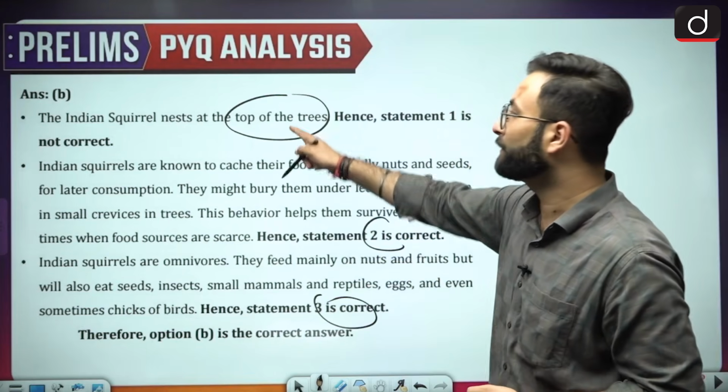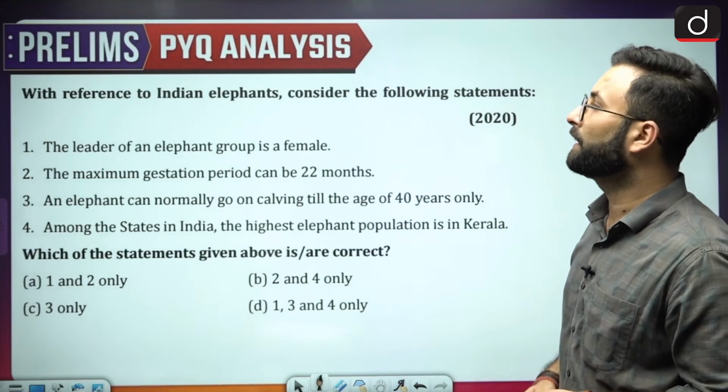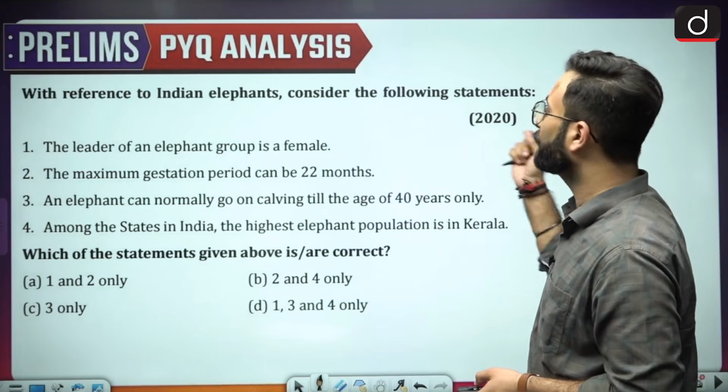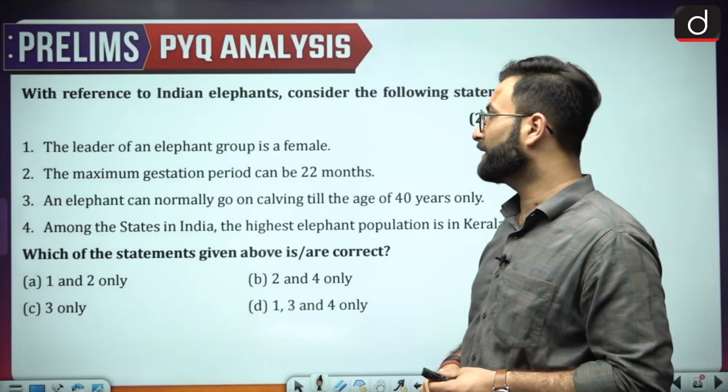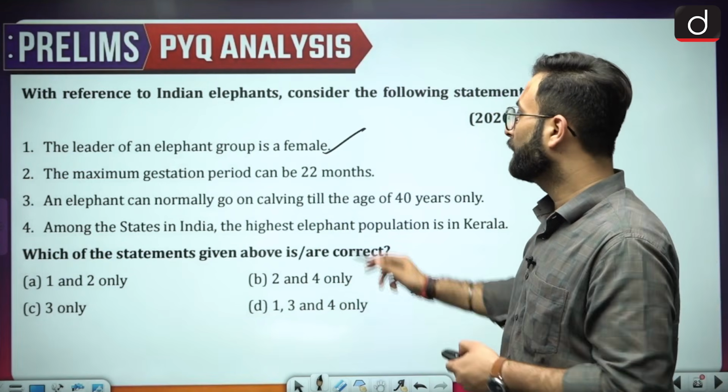Statement 3 is correct. Statement 1 is not, because we have seen that. So that is about it. Coming to the next one, with reference to the Indian elephant, consider the following statements. The leader of an elephant group is female. Now this is perfect. The maximum gestation period can be, you can say, 22 months.